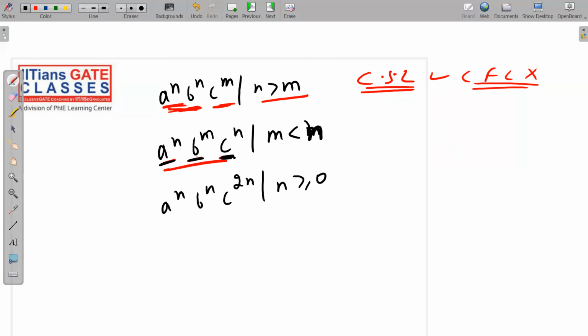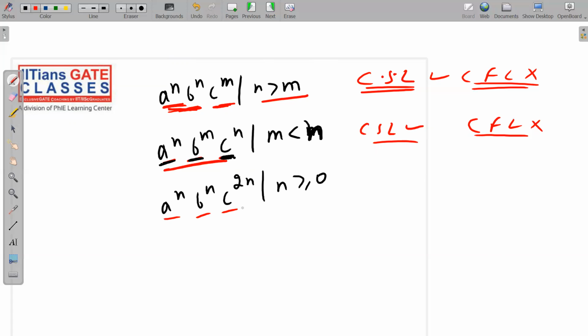This is a very basic and very easy shortcut, that whenever we have a comparison between A, B, and C, then that will become CSL. So it will be CSL but not CFL. It will be CSL but it won't be CFL.